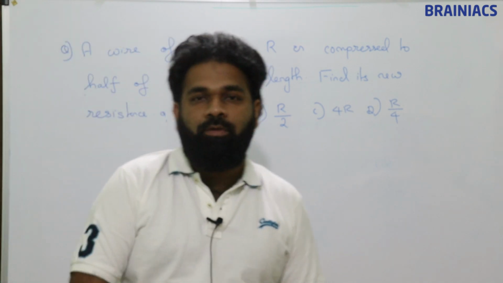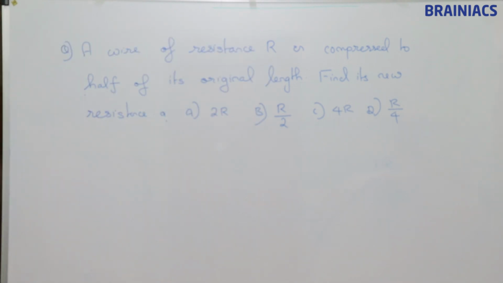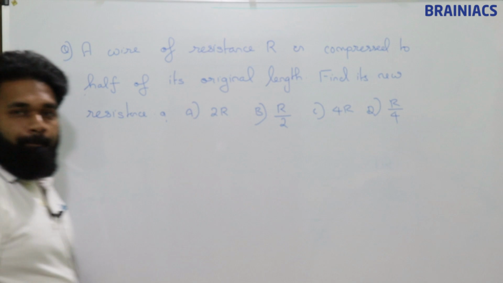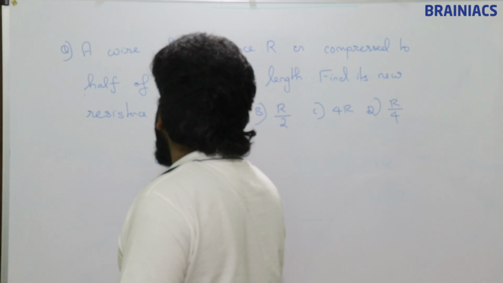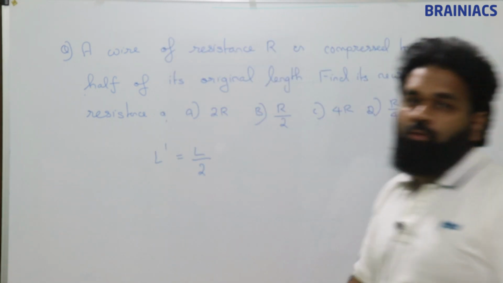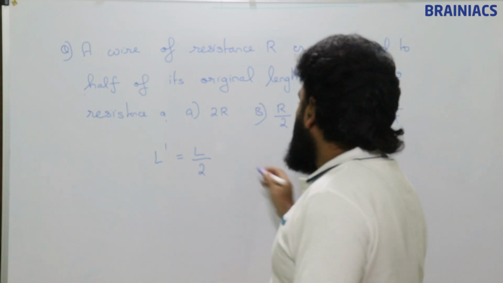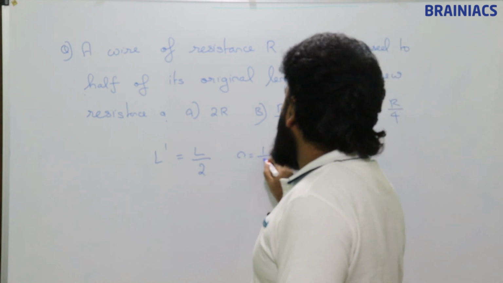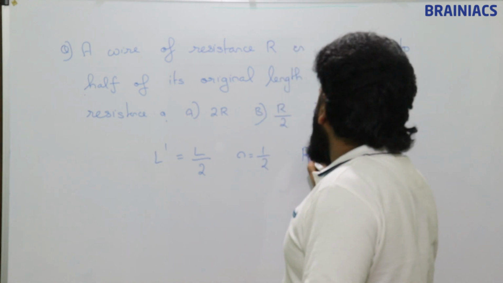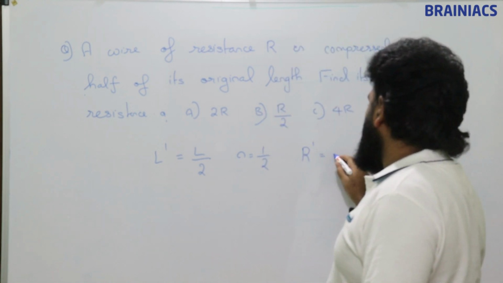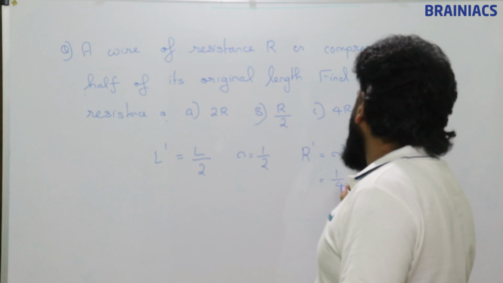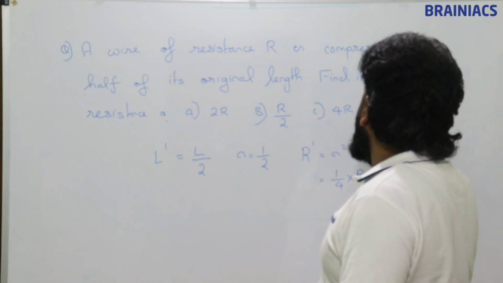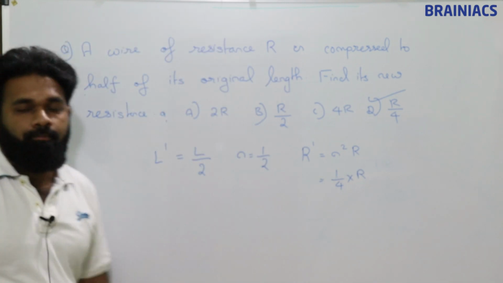Okay, we will do another question. A wire of resistance R is compressed to half of its original length. Find its new resistance. So length is reduced to half, so L dash is equal to L by 2. So here what is N? N is nothing but 1 by 2. According to the relation, R dash is equal to N square into R. Directly put N here, 1 by 4 into R. So the answer is going to be option D, R by 4.